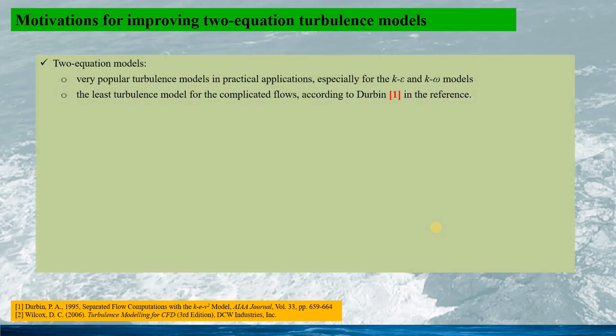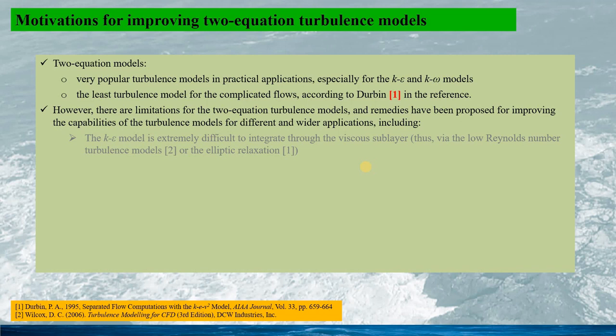Two-equation turbulence models are the most popular turbulence models in practical applications, especially the K-epsilon and K-omega models, due to their simplicity and their successful applications in many different flows. And the two-equation turbulence models are the least turbulence model for complicated flows, according to Dublin in the reference.